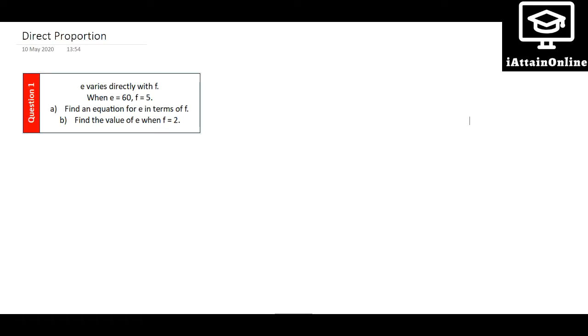Now the wording of these can sometimes catch people out. E varies directly with F means that E is directly proportional to F. The way we write that in maths is E and then a symbol that looks like a little fish: E is directly proportional to F. And then we are told that when E equals 60, F equals 5. The first part of the question is asking us to find an equation that links E and F.